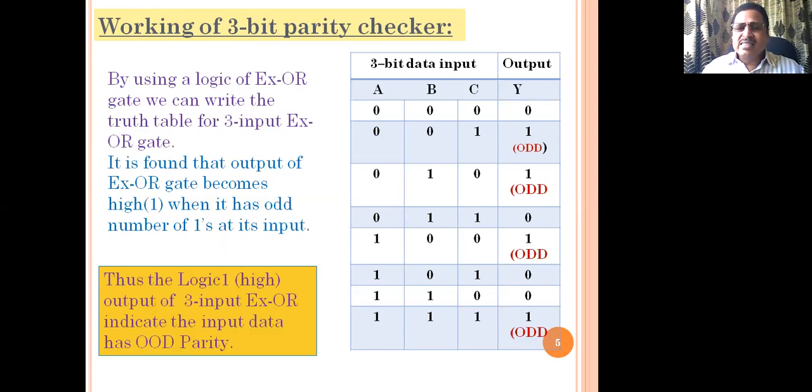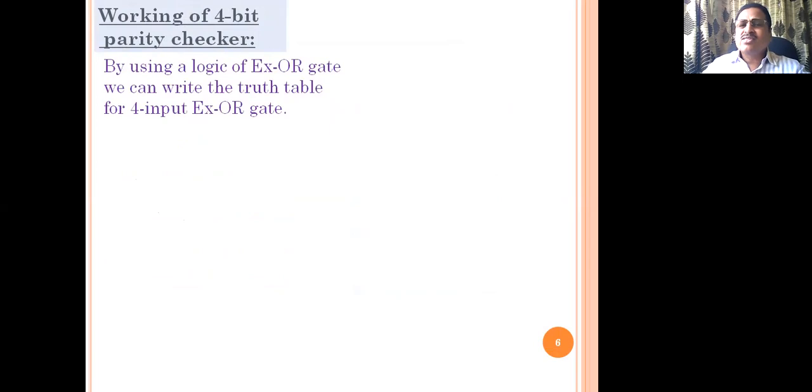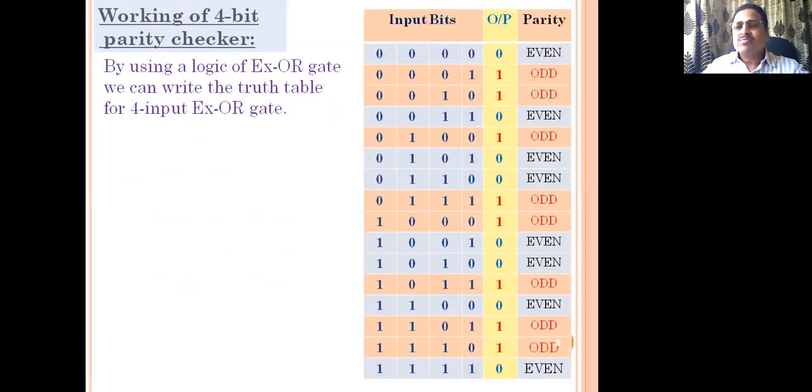We can extend this concept to 4 inputs. For example, the working of a 4-bit parity checker, where you can use 3 2-input XOR gates, or you may have a single 4-input XOR gate also. Let's see only its truth table. Truth table for a 4-bit input XOR gate. These are the 4 inputs A, B, C, D, and this one is the output Y.